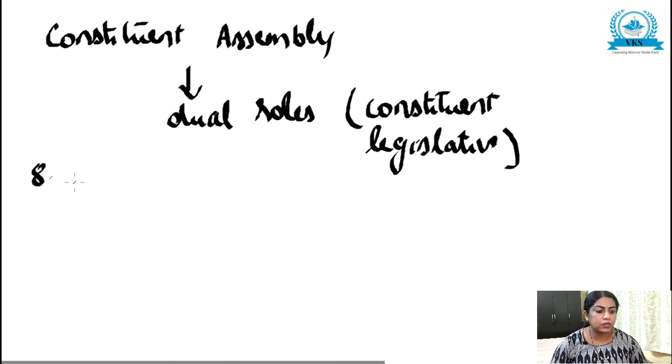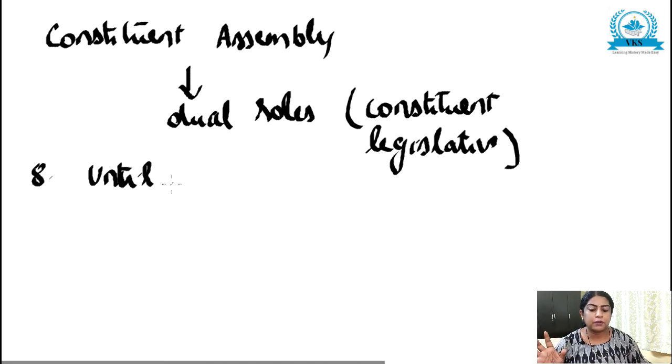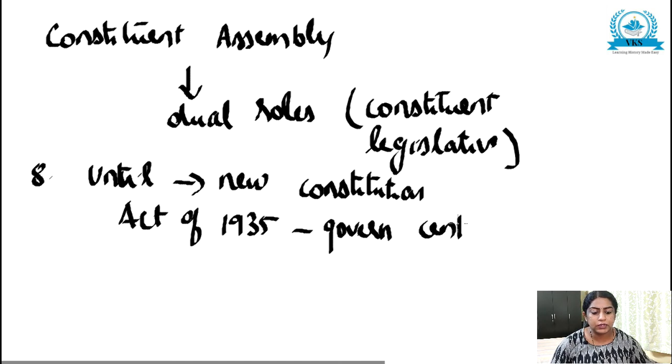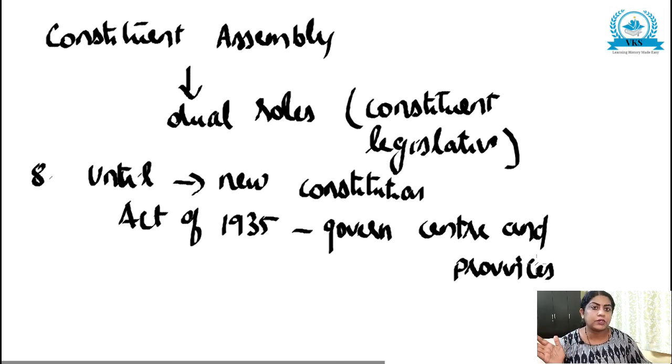Now the eighth provision: until the new constitution was framed. So now they have arranged for a drafting committee to frame a constitution, but until the new constitution was framed, the Act of 1935 would govern the center and provinces, with necessary modifications. With whatever modifications are needed, that will be applied, but still the Act of 1935 will govern the center and provinces until the new constitution comes.